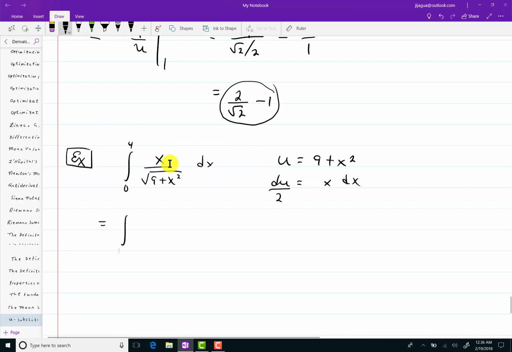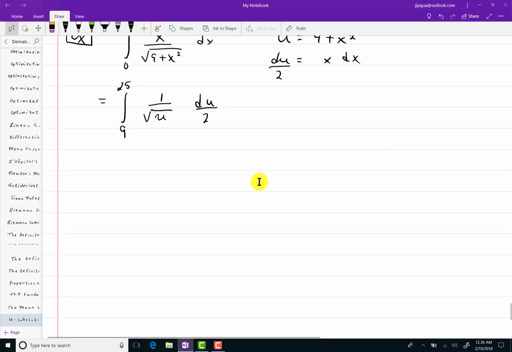And so the x dx part becomes du over 2. And the 1 over square root of 9 plus x squared becomes 1 over the square root of u. Also, the limits of integration are not going to remain the same. If I put 0 in place of x, I will get 9 plus 0 squared, which gives you 9. Now, if I put 4 in place of x, I will get 9 plus 16, which is 25.